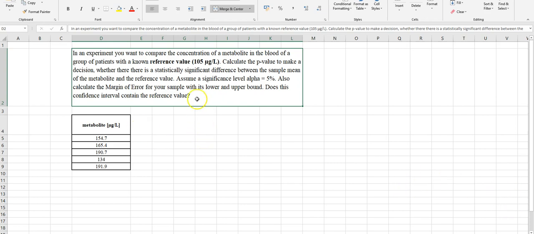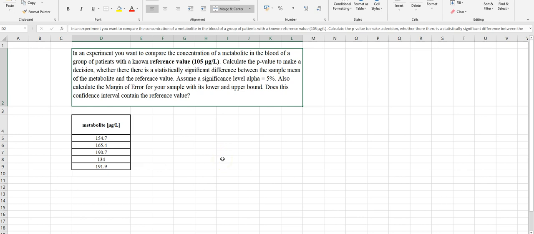In this example, we have a number of observations in a sample, where we measure a certain metabolite in the blood of a group of patients, and we want to compare this sample with a reference value. This is a very common problem where you have some samples and you want to compare it with a reference value. So you basically have one sample and you want to do a test with that.